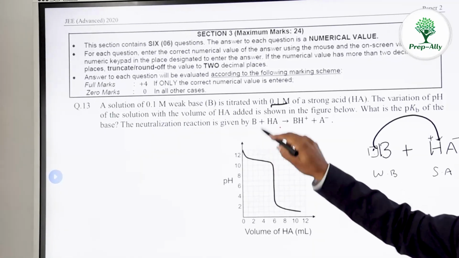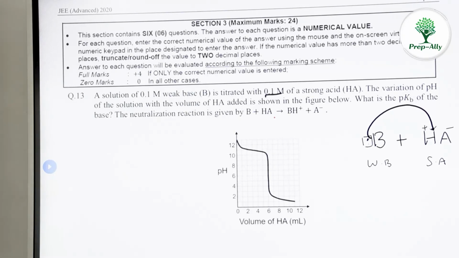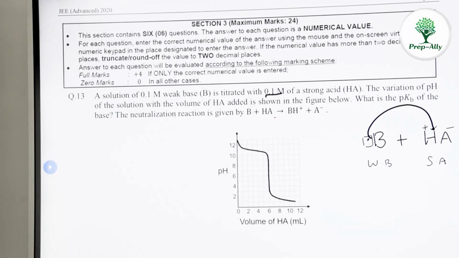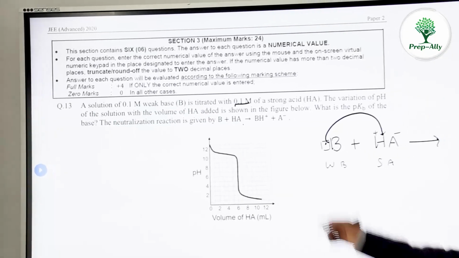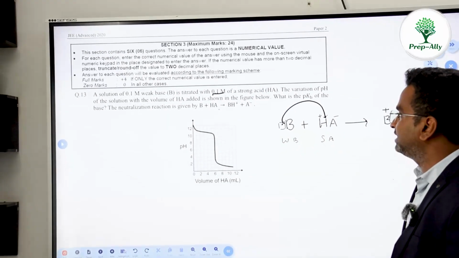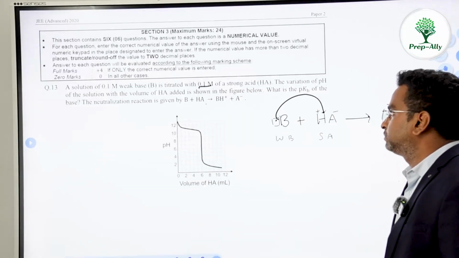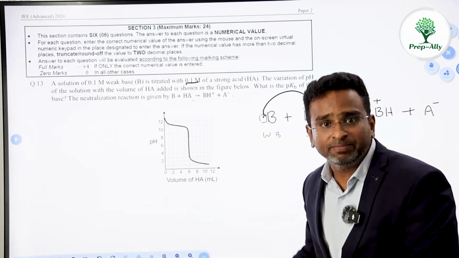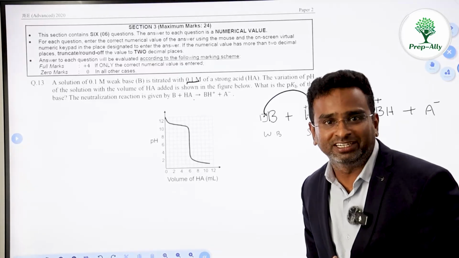The question is, a solution of 0.1 molar weak base B is titrated with 0.1 molar of a strong acid HA. The variation of pH of the solution with the volume of HA added is shown in the figure below. What is the pKb of the base? The neutralization reaction is given by B plus HA gives BH plus A minus. This is the pH metric curve where weak base and strong acid react together.